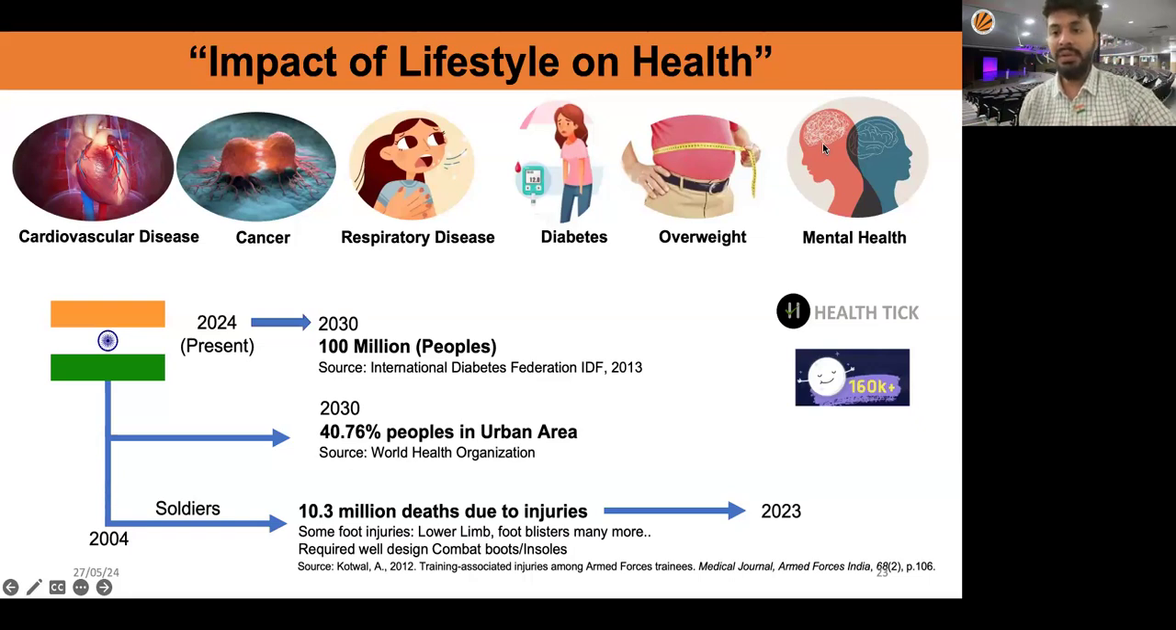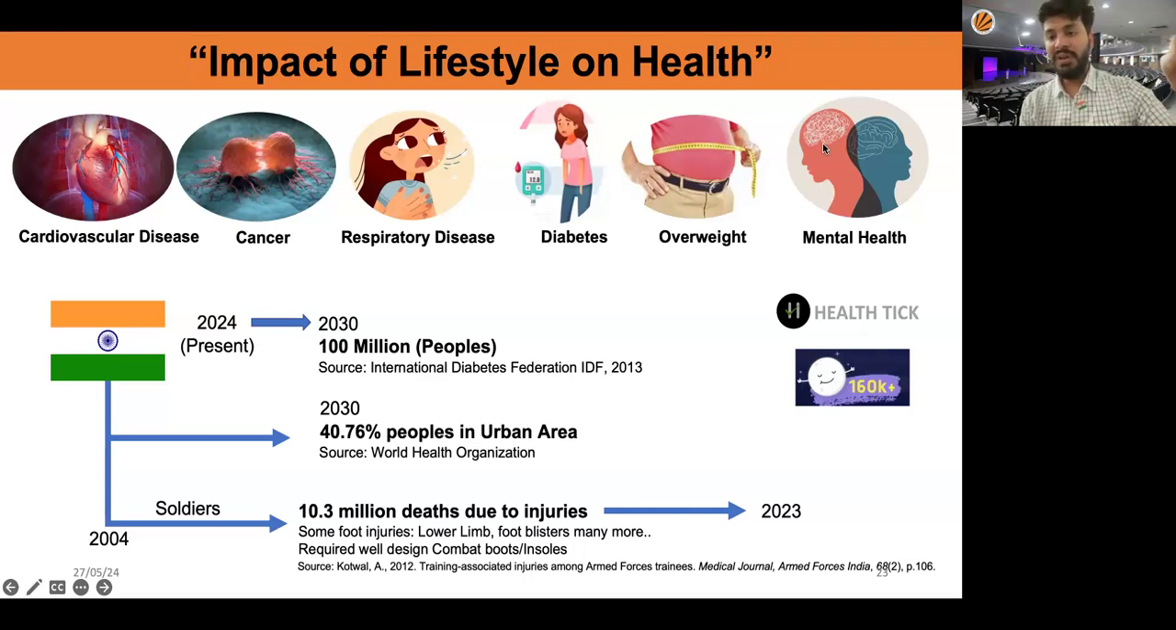So I wanted to highlight a very crucial piece of data here. We are right now in 2024. One source, the Indian Diabetic Federation, predicts that by 2030, 100 million people may suffer from diabetes in India alone. So there is a need for new kinds of medical devices and healthcare products related to diabetes, to improve the health of people who are going to suffer from diabetes in the upcoming years.